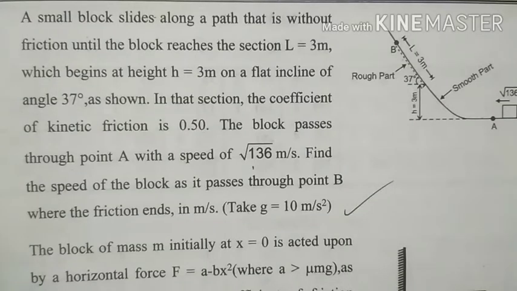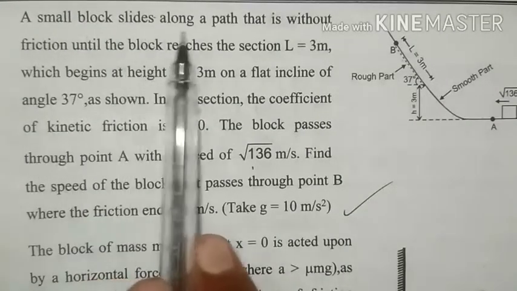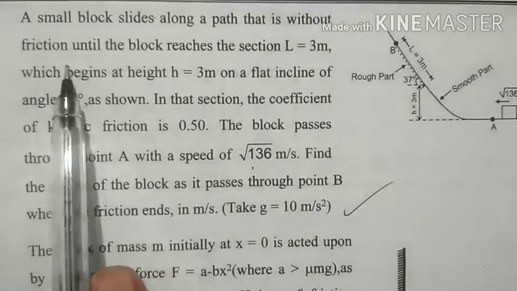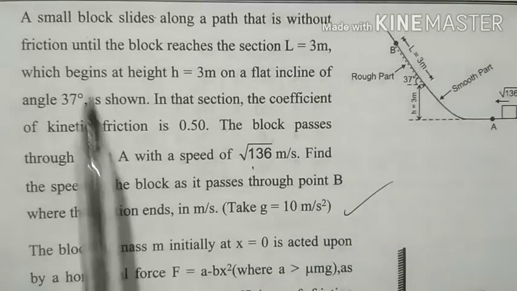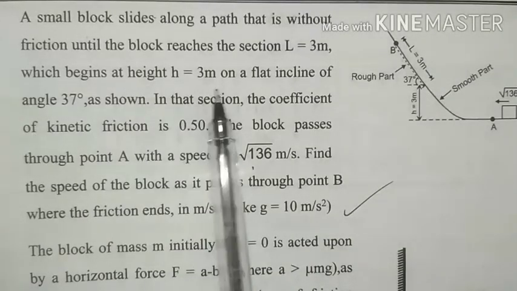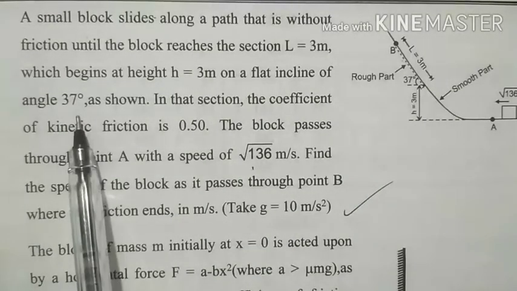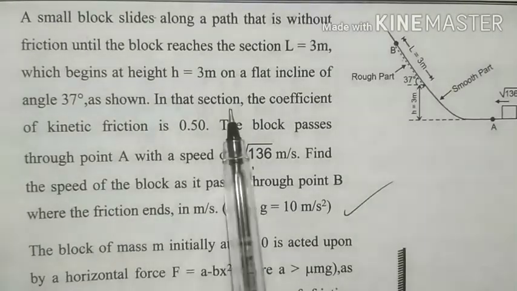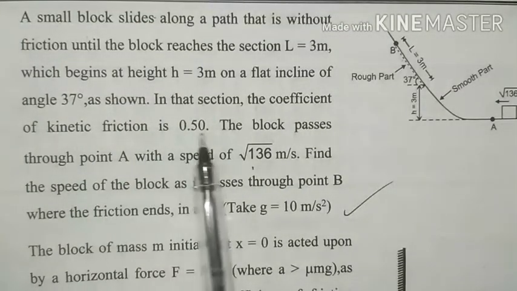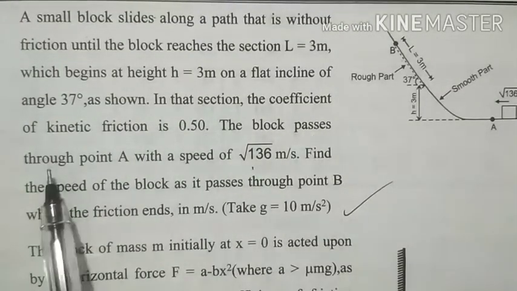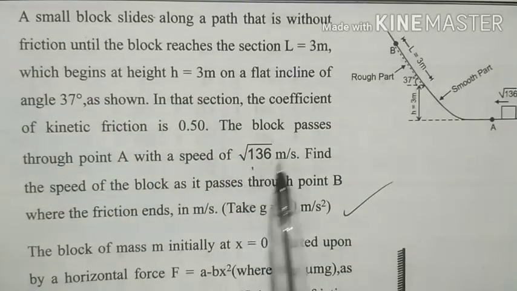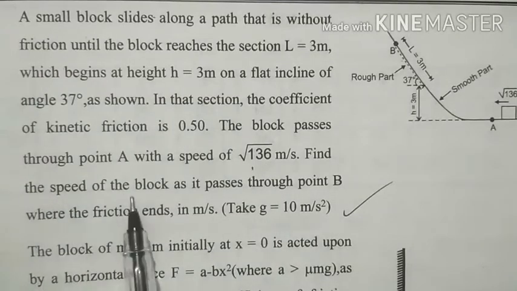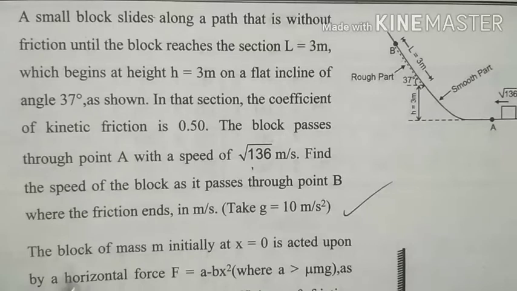So here the problem is a small block slides along a path that is without friction until the block reaches the section L is equal to 3 meters, which begins at a height h is equal to 3 meters on a flat incline of angle 37 degrees as shown. In that section, the coefficient of kinetic friction is 0.5. The block passes through the point A starting from here with a speed of root 136 meters per second. Find the speed of the block as it passes through point B where the friction ends in meters per second.